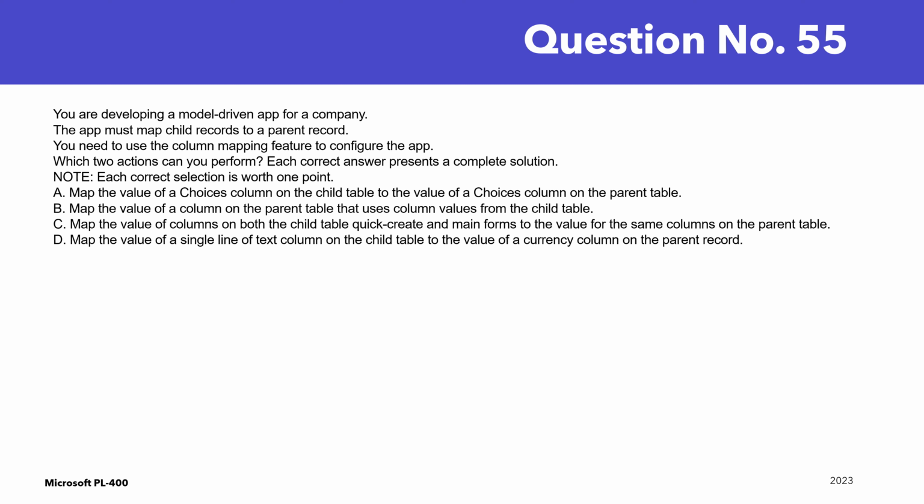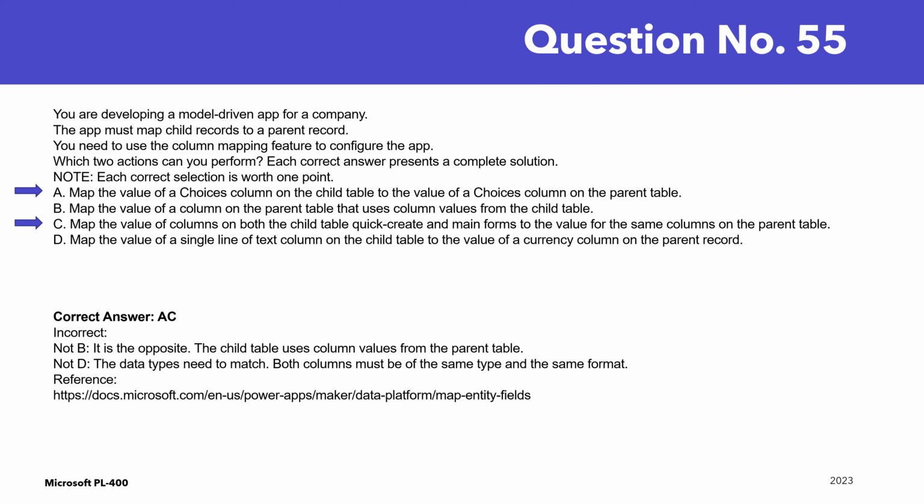A. Map the value of a choices column on the child table to the value of a choices column on the parent table. B. Map the value of a column on the parent table that uses column values from the child table. C. Map the value of columns on both the child table quick create and main forms to the value for the same columns on the parent table. D. Map the value of a single line of text column on the child table to the value of a currency column on the parent record. Correct answer, A, C.